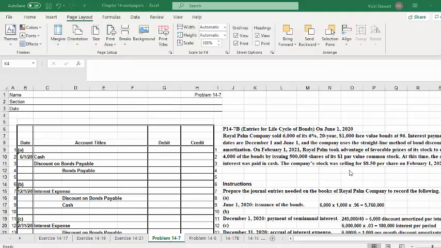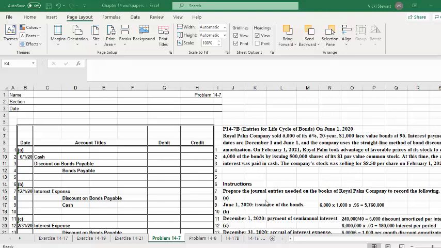The company stock was selling for $8.50 per share on February 1st, 2021. The instructions state to prepare the journal entries needed on the bonds of Royal Palm Company to record the following.